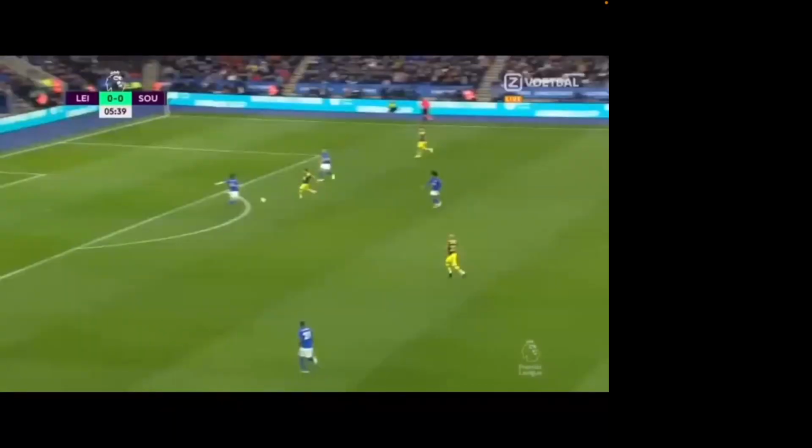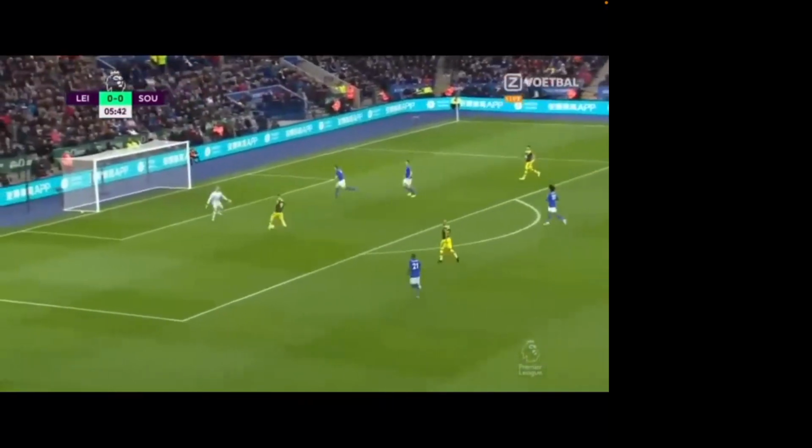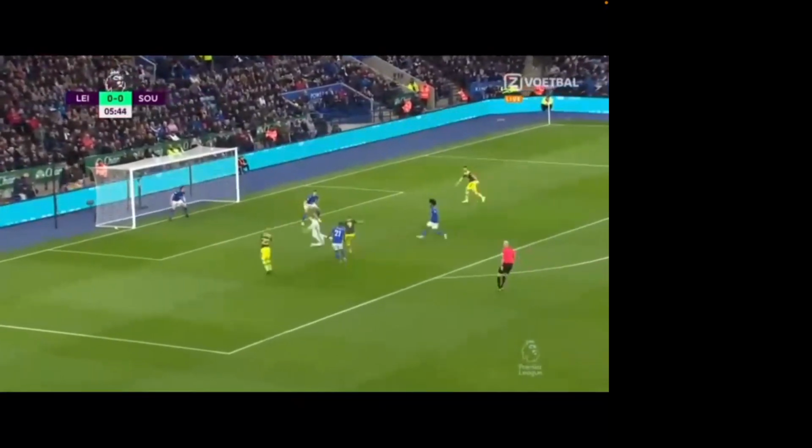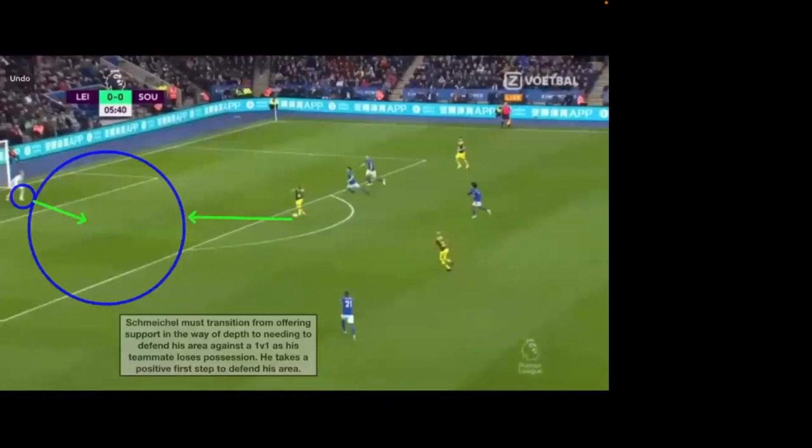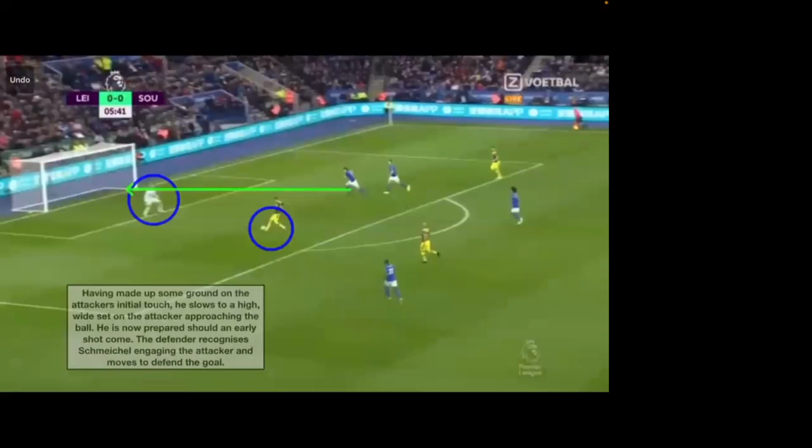So you'll see here, we'll actually see Kasper Schmeichel execute this effectively twice. So again, defender loses a ball in a dangerous area. Schmeichel recognises this. He needs to transition. He steps out of the defender's area. The attacker gets in control of the ball, so he sets. Also, at this point, you've got your defender recovering.